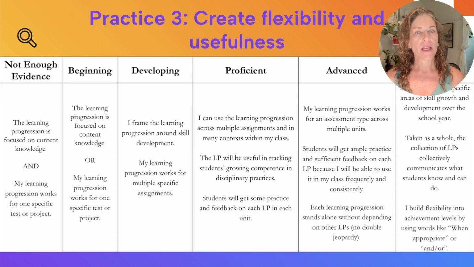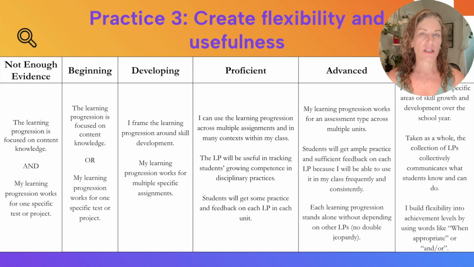Check the beginning level. If either of those is true, then great, move to the developing level. If you frame the learning progression around skill development and it works for multiple specific assignments, then we can check the proficient level. Can you use the learning progression across multiple assignments and in many contexts within your class? Will the learning progression be useful in tracking student competence in disciplinary practices? Will students get some practice and feedback on that learning progression in each unit? If the answer is yes to all 3 of those, then move to the advanced level.